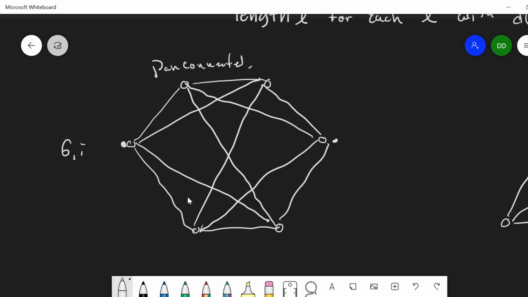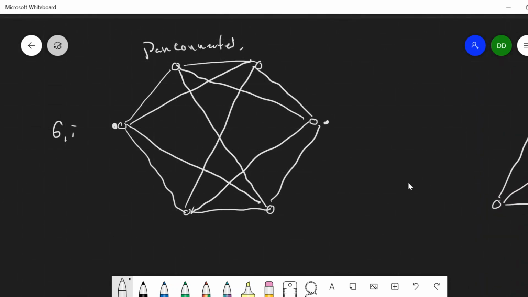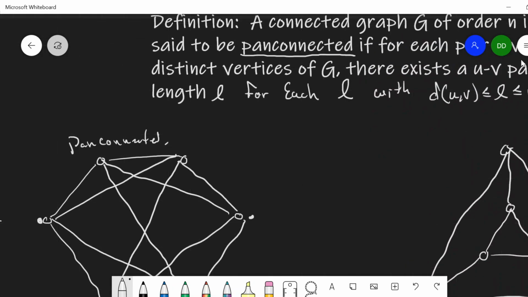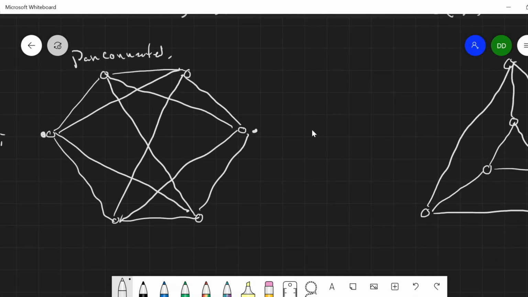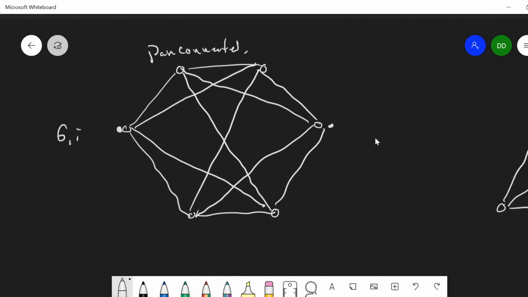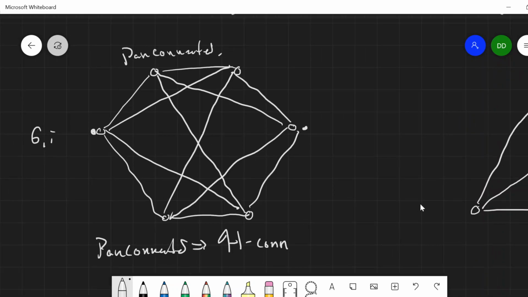Now certainly, if a graph is pan-connected, then it's Hamiltonian connected, because if it's connected, the distance between the two vertices is somewhere between 1 and n minus 1, and hence for any pair of vertices there would be a path of length n minus 1, or a Hamiltonian path between the two vertices. So this is a stronger property than Hamiltonian connected. If the graph is pan-connected, it implies that it's Hamiltonian connected. So it's even stronger than Hamiltonian connectedness.